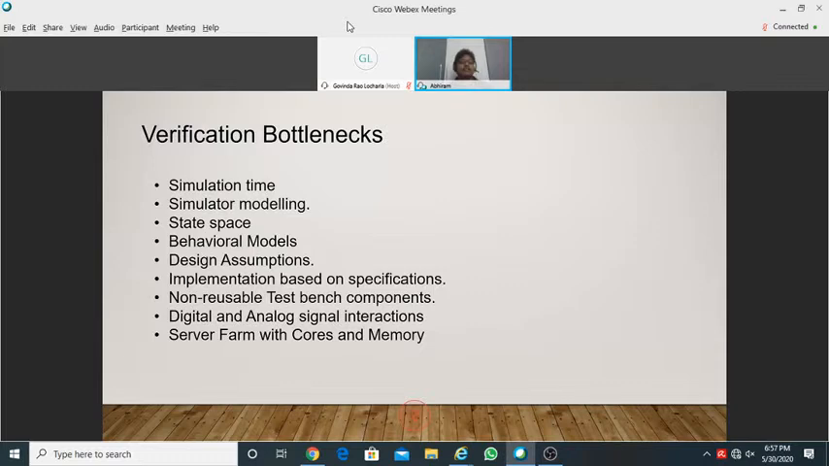And the other thing is non-reusable test bench components. Some of the test bench components which we are using are non-reusable, so that will add more time because we have to write it again.